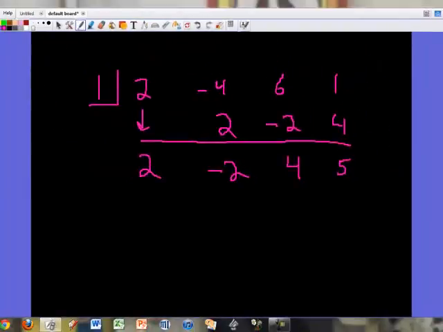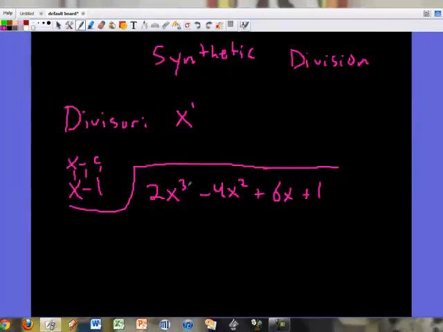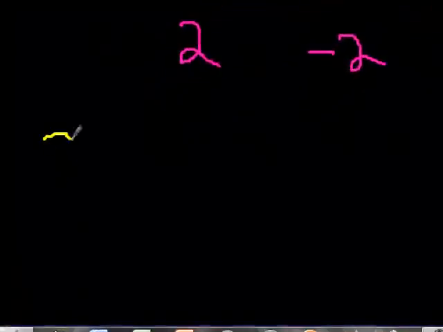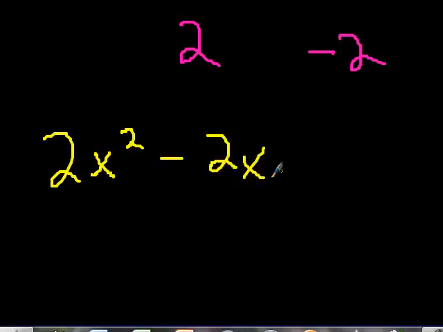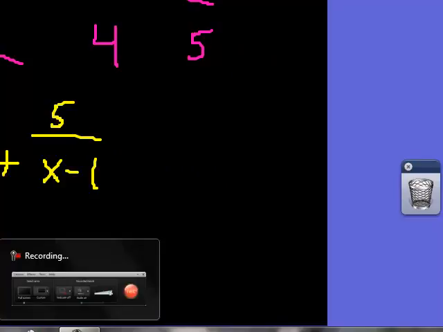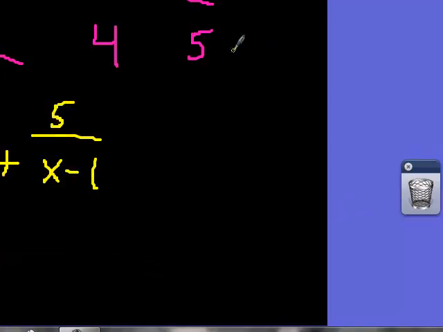To write your answer, look at your highest power. You had x to the third as your highest power. So let's go ahead and make this x to the second. So 2x squared minus 2x plus 4 plus remainder, value goes on top, what you divided by goes on the bottom. And you've got your answer and everyone's happy.